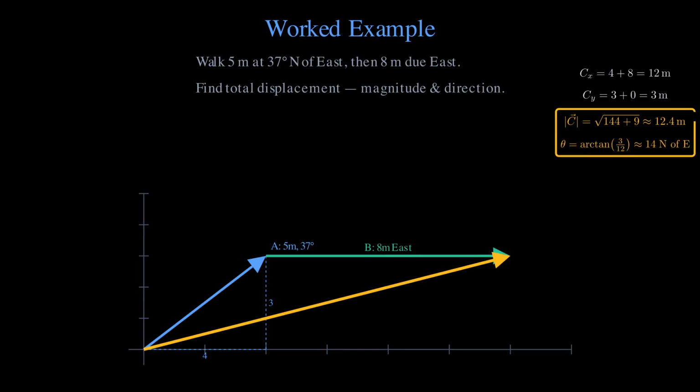Step 4. Find the direction. Arctangent of 3 divided by 12 equals arctangent of 0.25. Approximately 14 degrees north of east, so the person ends up approximately 12.4 meters from their starting point, in a direction 14 degrees north of east.